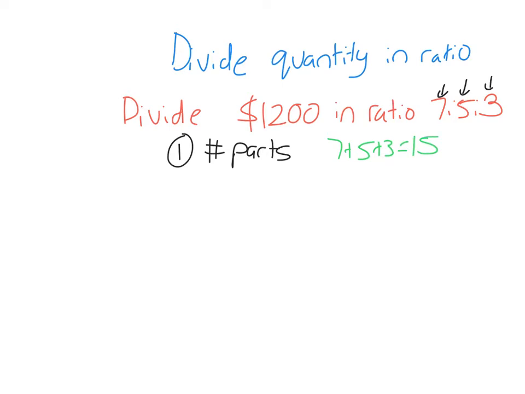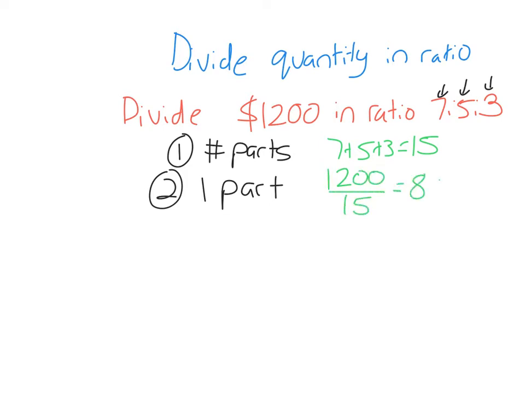The second step, I need to find the value of 1 part. So 15 parts equals 1,200. Each part, 1 part will be 1,200 over 15, which is 80. So each part is worth 80. Your final step is you multiply the value of 1 part by each number in the ratio. So I go 7 times 80, 5 times 80, 3 times 80.